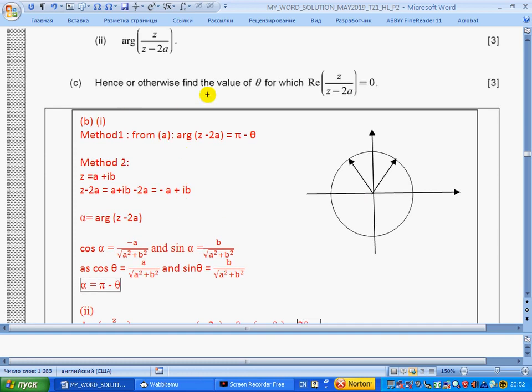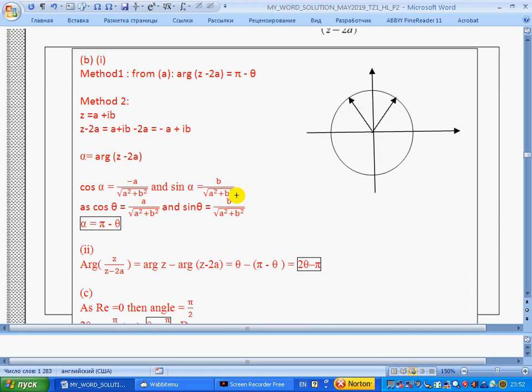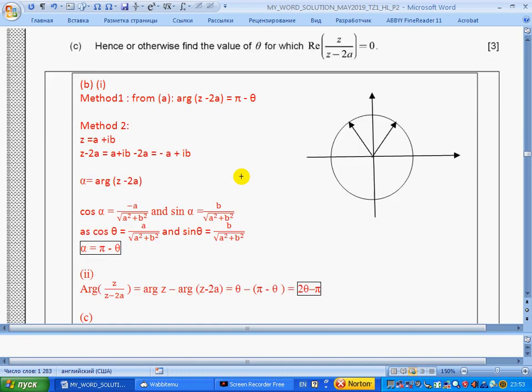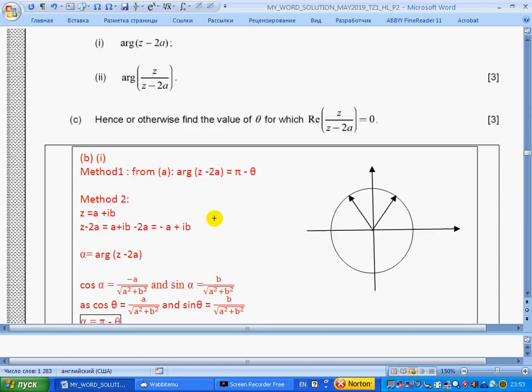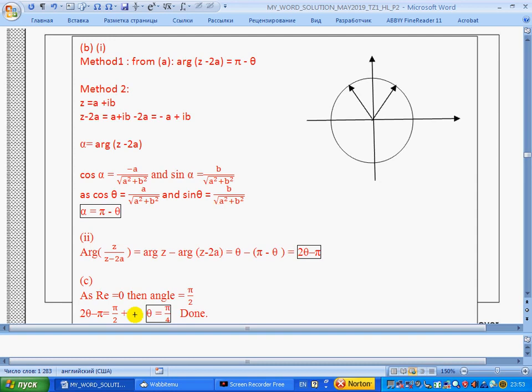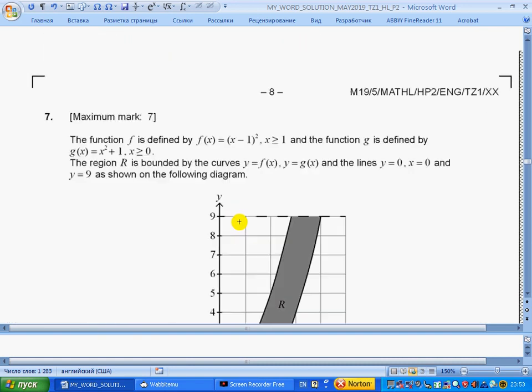Hence or otherwise, find the value of theta for which the real part is 0. As the real part is 0, the angle is pi over 2. We use previous results, so the argument equals pi over 2. Hence theta equals pi over 4. This is done. Question 7.